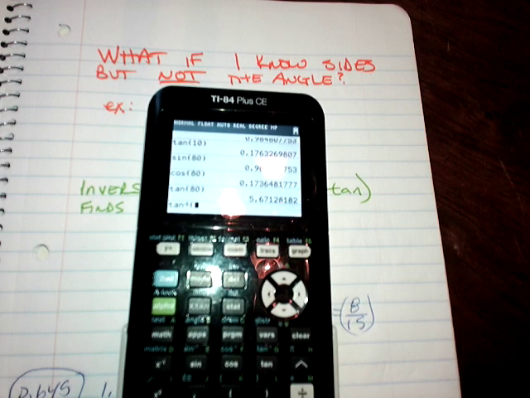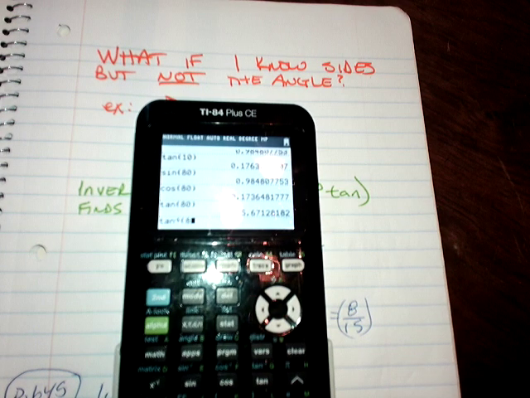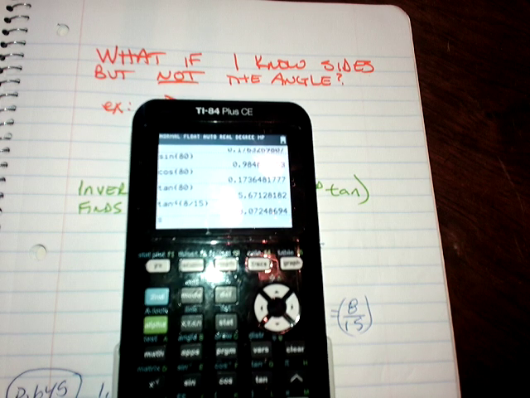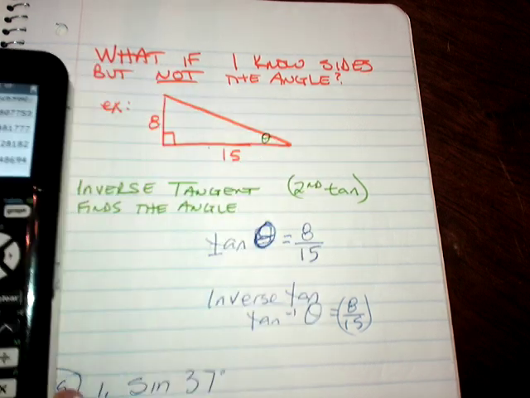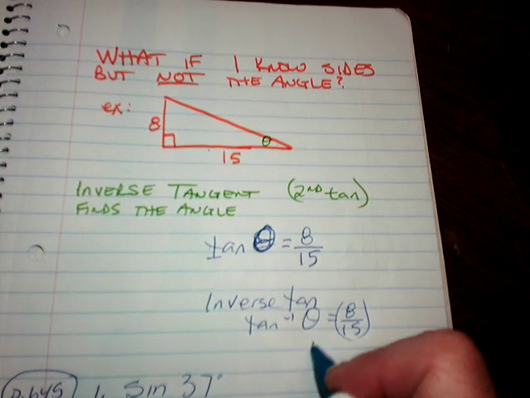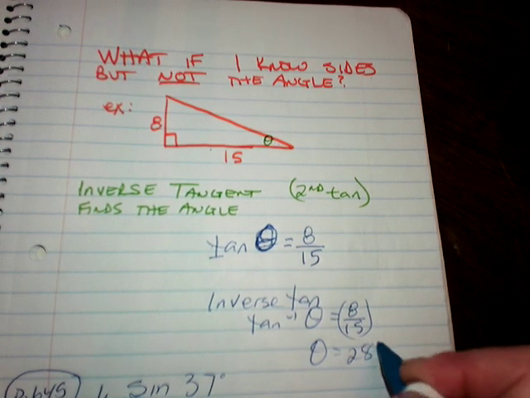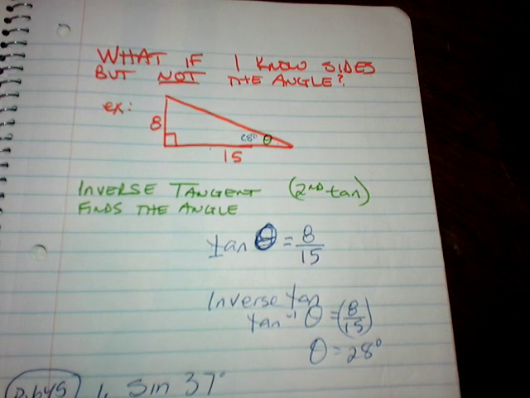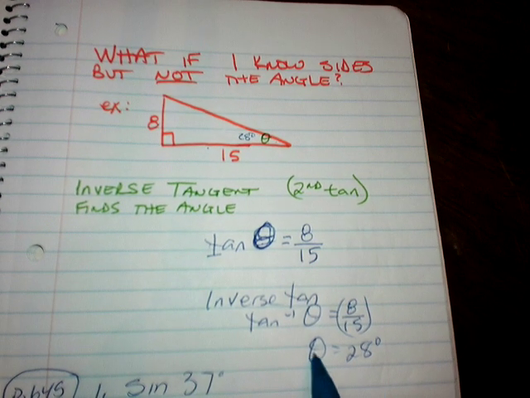So let's type that in. Inverse tangent of 8 divided by 15, close our parentheses. Oh, it's a 28-degree angle. So we could say theta is 28 degrees. And that kind of looks like it's about 28 degrees. So you can go backwards and you can get angles too.